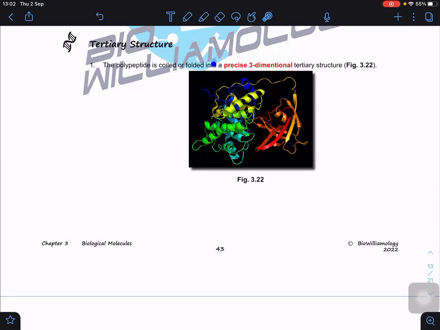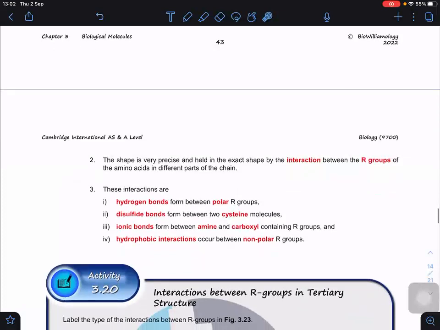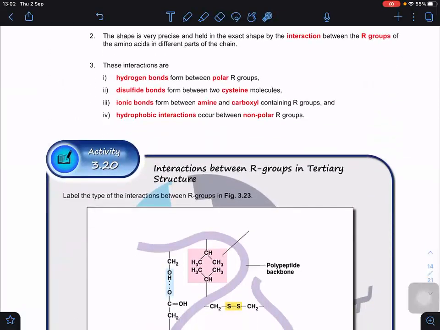So we're going to look at how this precise three-dimensional shape can be maintained and what the elements or criteria are that we're going to study in the tertiary structure. As I said, the shape is very precise, and it is exact because of the interactions between the R groups. So now we only go into the interactions of the R groups. How can R group interactions make these polypeptides fold into a very, very precise shape? It means that today I fold it, tomorrow I fold it, and 10 years after that I fold it, it's still the same shape, because of a very precise interaction between the R groups of the amino acids at different parts of the chain.